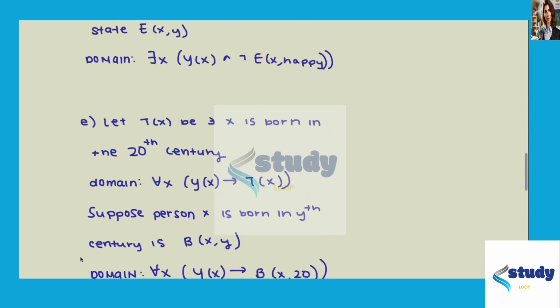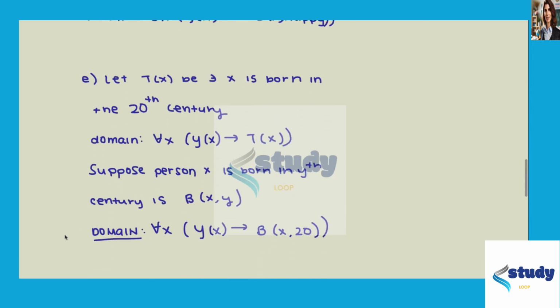And now finally, for part E, we are going to let t of x be such that x is born in the 20th century. So this statement alone would be that for all x, we have y of x maps to t of x, so that all people would be born in the 20th century.